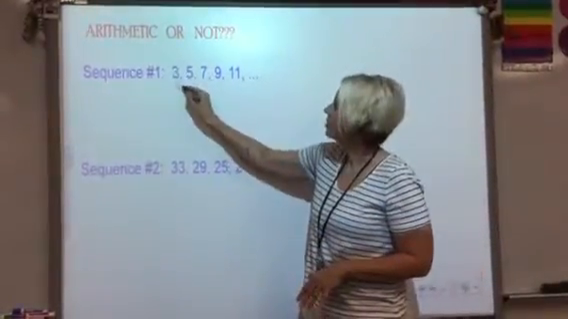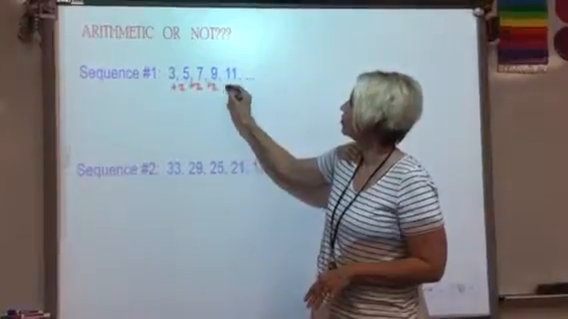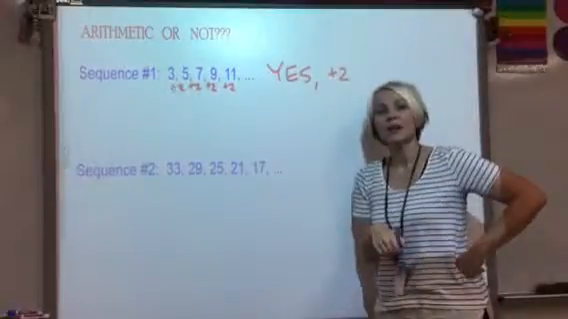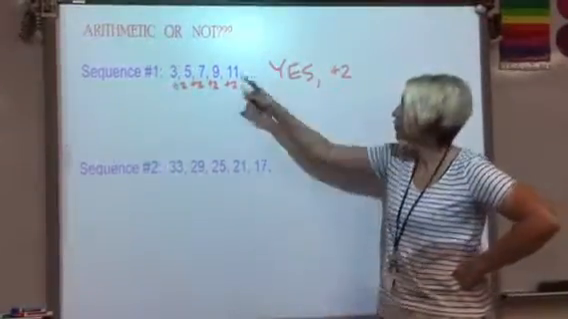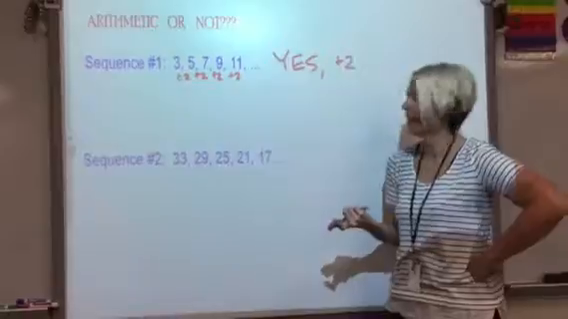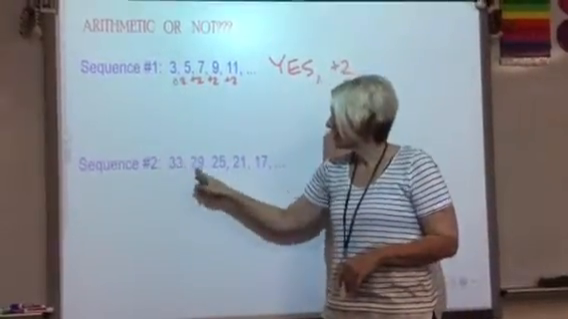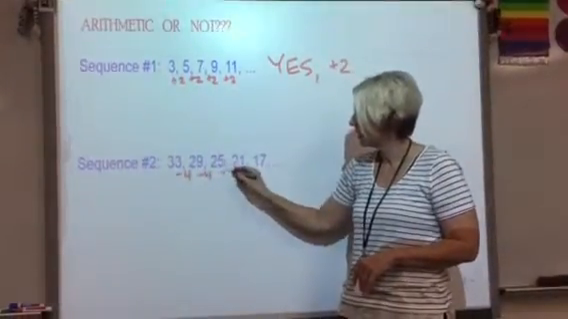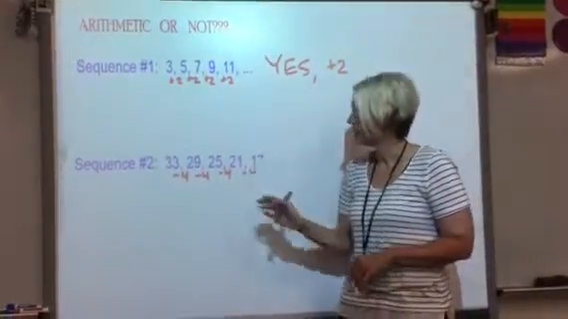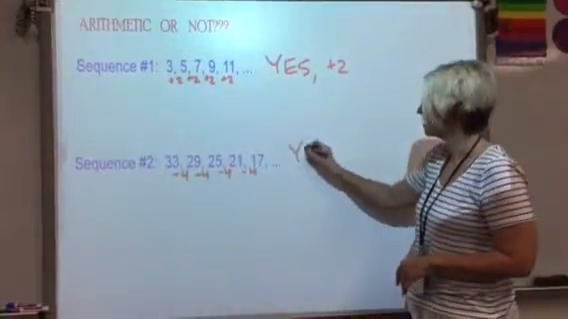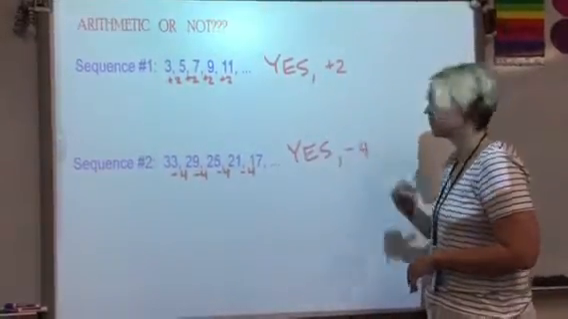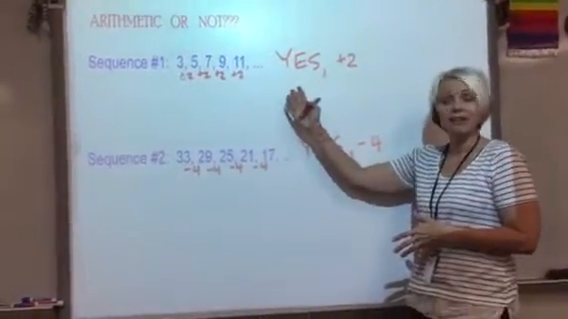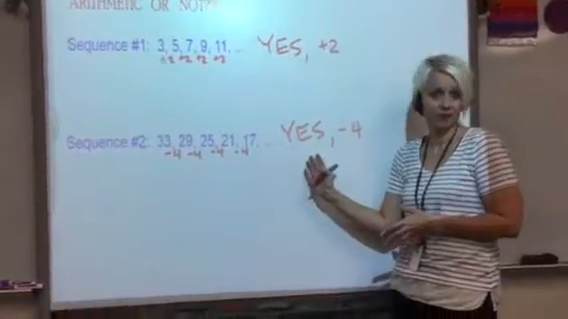So this is plus 2, plus 2, plus 2, plus 2. So we would say yes, and we would say plus 2, because the common difference is adding 2. And if you looked, you would see that yes, it's adding 2 each time. How about here? It looks like it's going down by 4. This is going down by 4, down by 4, down by 4. Is this? We would say yes, because it's subtracting 4 each time. So it is arithmetic if it has a common sum or a common difference.